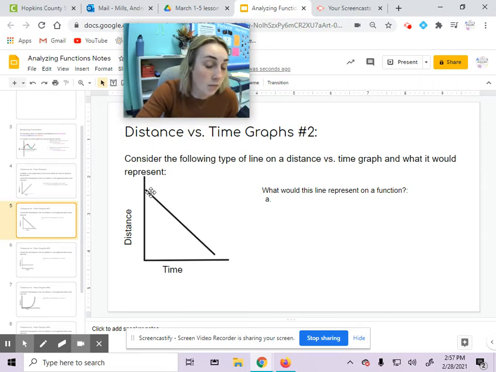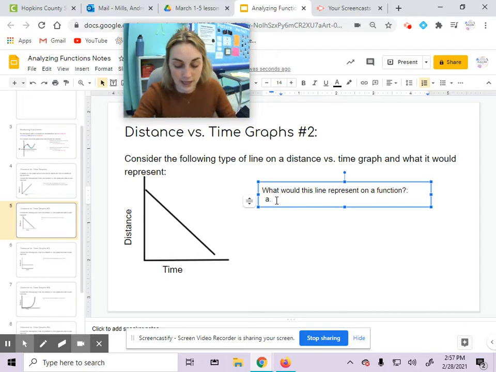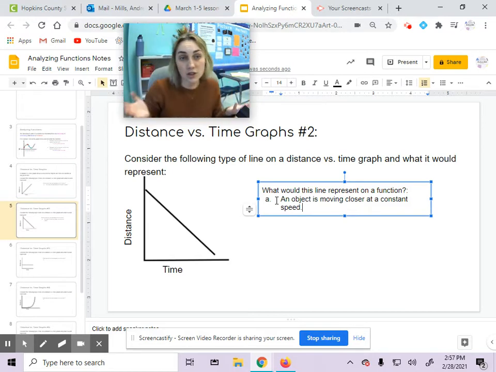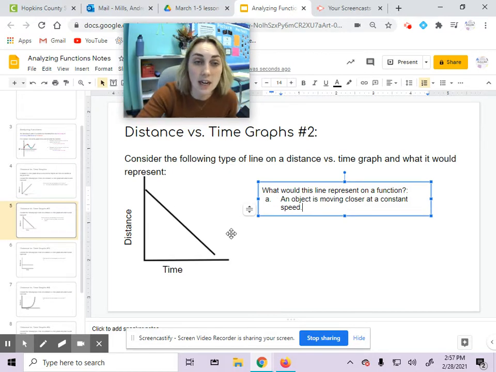This is also a linear function. This is a straight line, so that means we do have a constant speed. So what you would say here is an object is moving closer. So coming back home, we're moving closer to the original point at a constant speed because the slope is constant. It is a straight line. So that's how you would describe this graph.